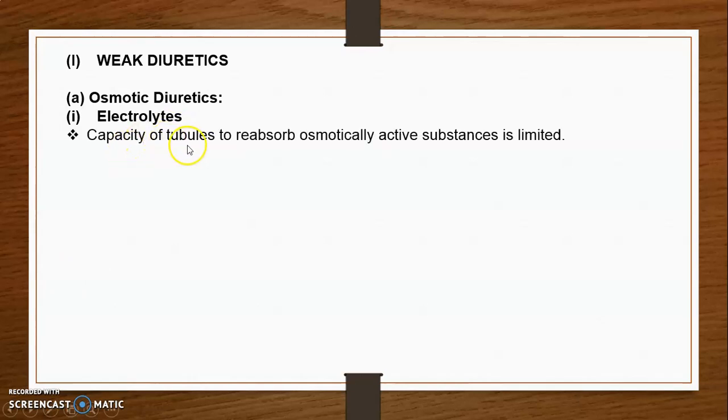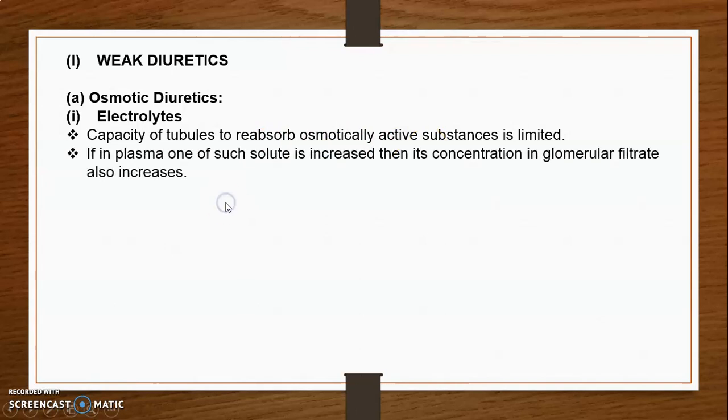The capacity of the tubule to reabsorb osmotically active substance is limited. Then if in plasma one of such solutes is increased, then its concentration in the glomerular filtrate is also increased. That means if electrolyte concentration is increased, the glomerular filtration is also increased. Electrolytes help in the diuretic process.